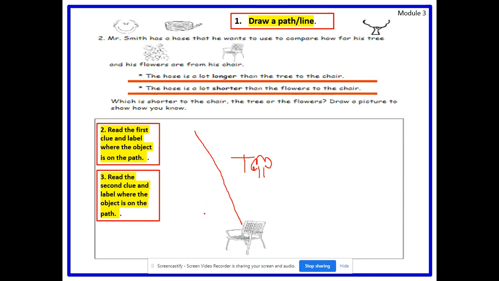Get ready. No, we cannot, because remember, it says that the hose is a lot shorter. And if we draw the flowers down here, the hose would be longer than the flowers' path to the chair. So our flowers need to go way up here. I'm going to draw as best as I can. It's hard to draw here, but go ahead and draw a flower and put an F for flower. They need to be way above because the hose was shorter than the path.